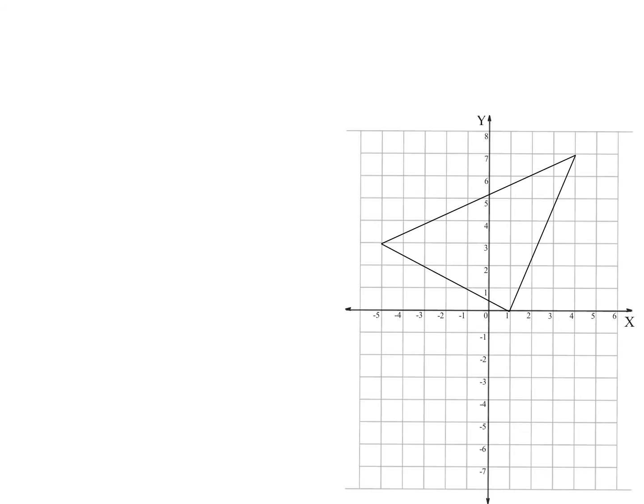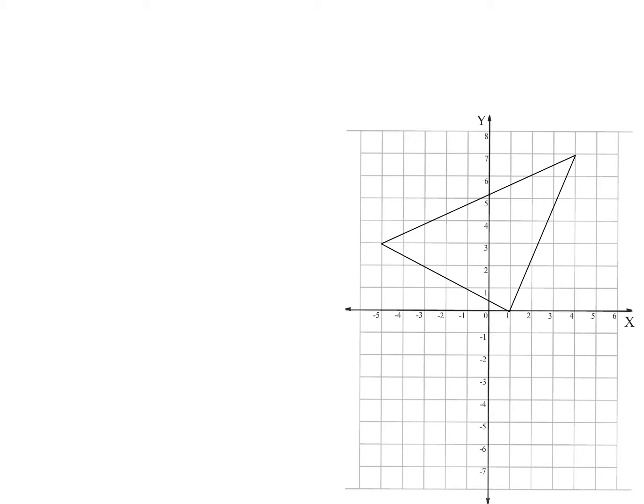This lesson is on using the Pythagorean theorem and distance on the coordinate plane to find area and perimeter. Previously, we used the Pythagorean theorem just to find the distance between 2 points on the coordinate plane. Now we're going to take that a step further and use it to find the area and perimeter of shapes that are drawn on the coordinate plane.